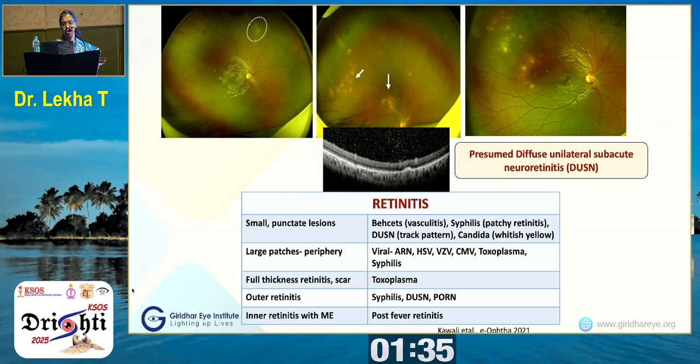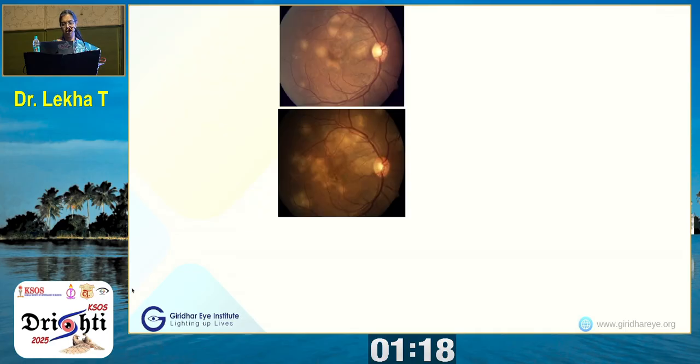So when you see these retinitis lesions, we should try to differentiate and understand the etiology. Small punctate lesions can be Behçet's, DUSN. If it is large patches in the periphery, it is ARN. Full thickness lesion is toxo. Outer retinitis is more syphilis or DUSN, and inner retinitis is post-fever retinitis. And OCT again is useful.